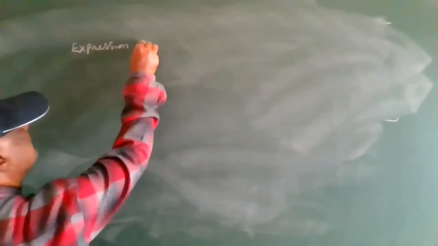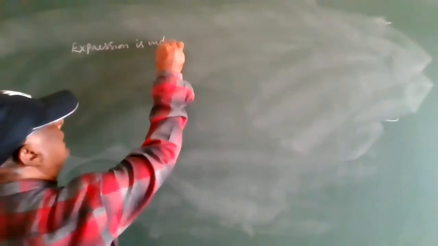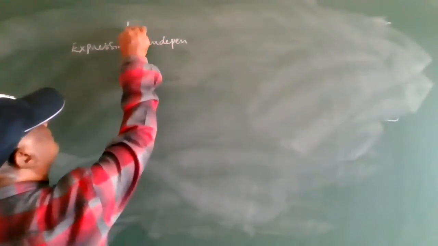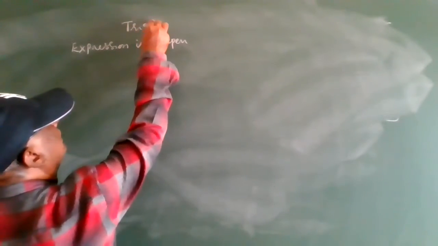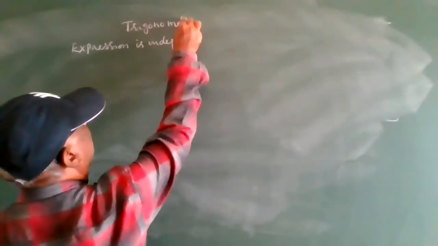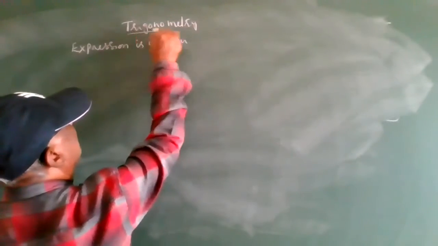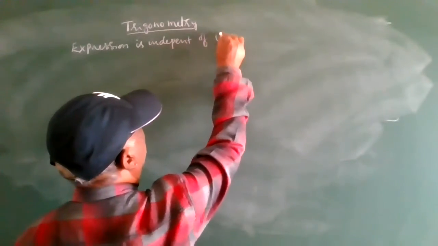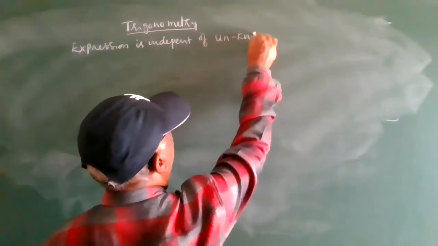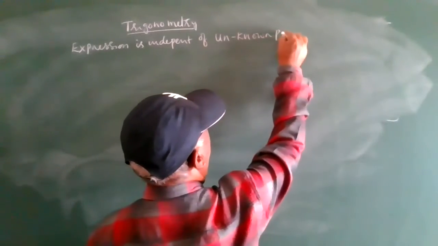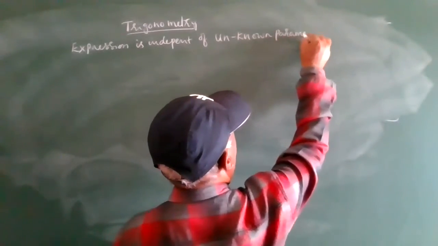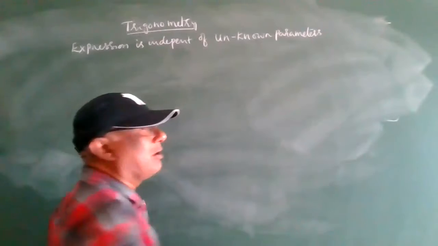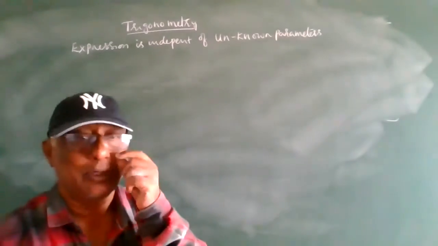If the expression is independent of the unknown parameter, then we can apply the trigonometric values as a substitution.